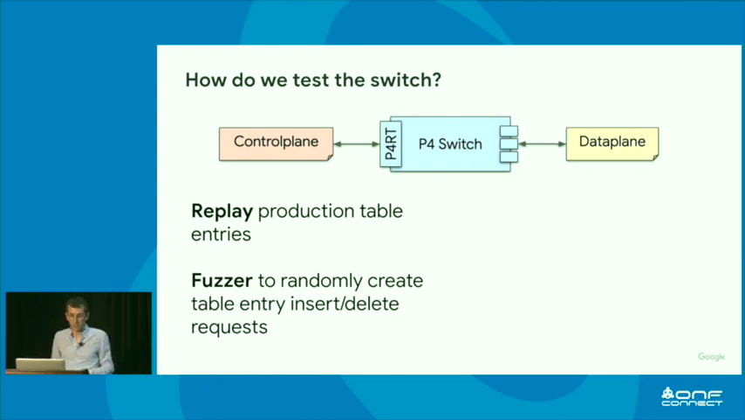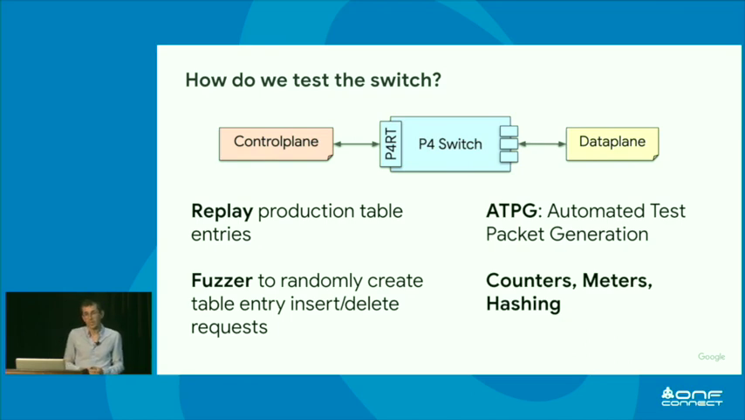So on the control plane side of things, the first thing we do is we replay production table entries. And this is basically making sure that the switch can handle our current use cases and the ways we currently use the switch. And while this is certainly important and useful, this doesn't cover anything beyond that. So it doesn't cover anything in terms of future use cases that might come down in the future. And it also doesn't help us make sure that the switch is actually reliable in case something goes wrong in the control plane or what have you. And so to cover those kinds of scenarios, we also have a fuzzer that basically generates random table entries and inserts those into the switch and makes sure those are handled correctly.